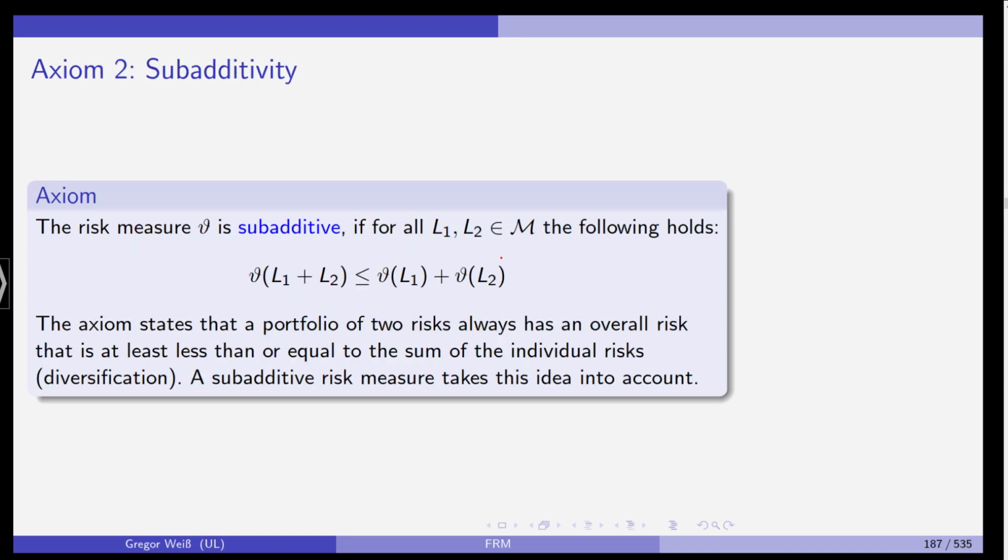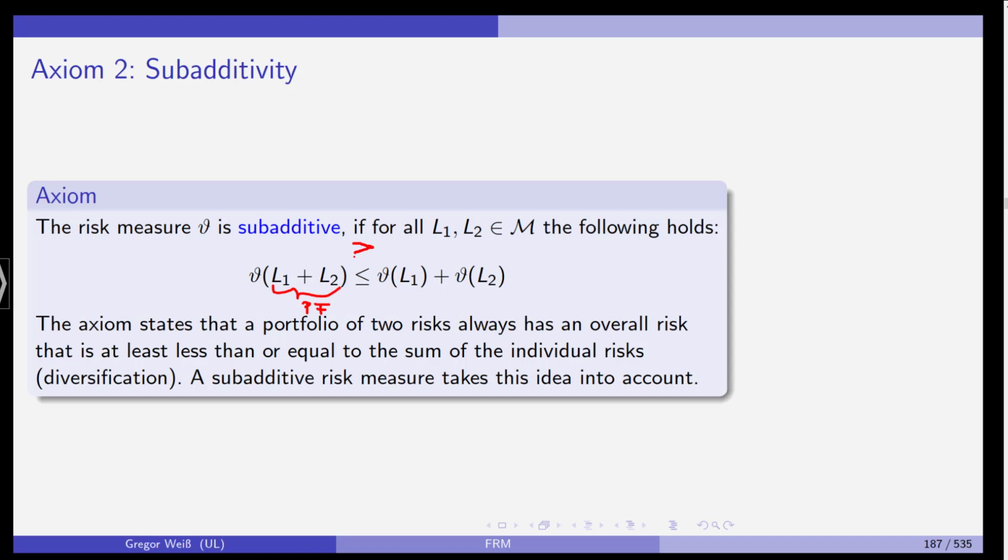The second one is subadditivity. The risk measure nu is called subadditive if we have two risks, L1 and L2, and we add L1 and L2. This is the portfolio on the left-hand side. The risk capital of the portfolio needs to be smaller than or equal to the sum of the risk capitals of L1 and L2. Meaning what? If the risk measure is subadditive, it accounts for diversification. So a subadditive risk measure takes diversification into account.